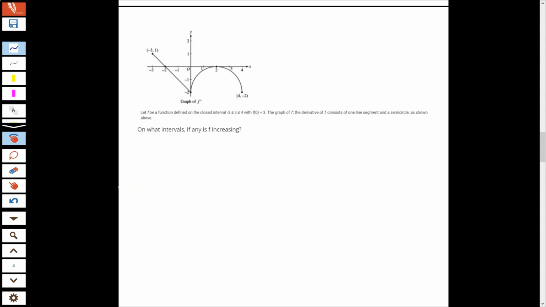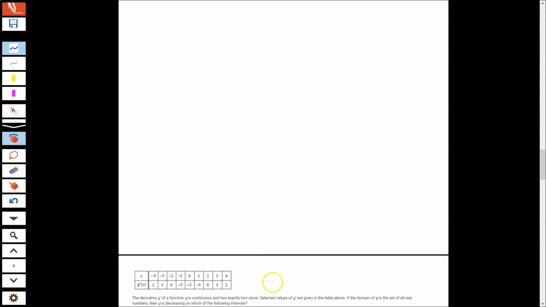Okay. Here, again, graph of f prime. And it tells us a bunch of stuff about the derivative that we actually don't really need to read in this case. On what intervals, if any, is f increasing? Okay. So f increasing means f prime is positive. And that is over here, right? So the interval would be from negative 3 to 2. Okay, cruising right along.